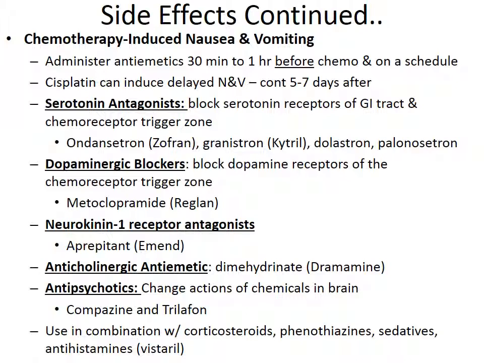Also, additionally, antipsychotics are often used as they change actions of chemicals in the brain, reducing the perceived effect of the nausea and vomiting. The common antipsychotics that are used in chemotherapy administration are Compazine and Trilafon. And oftentimes, these drugs are used in combination with corticosteroids, phenothiazines, sedatives, and antihistamines such as Vistaril for a synergistic effect.